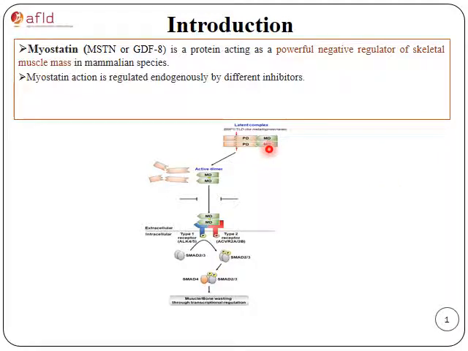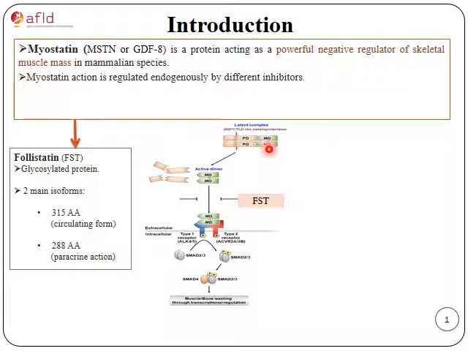Circulating myostatin is bound to at least two major proteins. On the one hand, we have follistatin, or FST, which is a glycosylated protein occurring in tissues as two main forms: follistatin 315, which is the circulating form, and follistatin 288, which has a paracrine action.